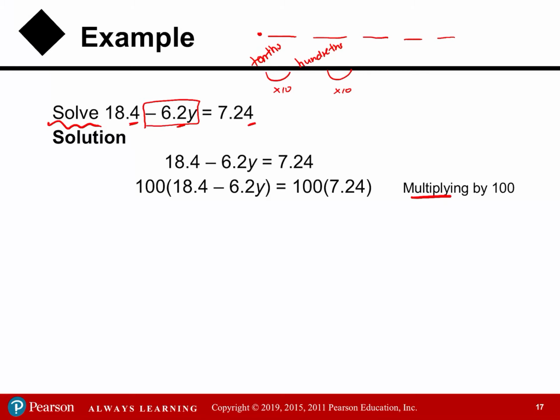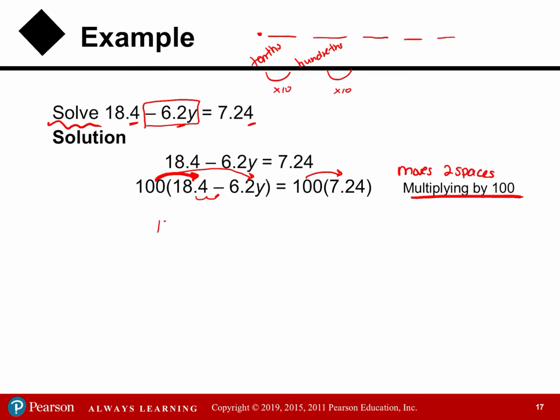So let's go ahead and multiply both sides by 100. This allows us to get rid of our decimal places. Remember, multiplying by 100 moves your decimal 2 spaces. And if you ever forget, you can always punch it in your calculator and see how the number changes. All right, so we have 100 times 18.4 and 100 times negative 6.2, 100 times 7.24. Let's move the decimal over twice. That's what it's going to do.